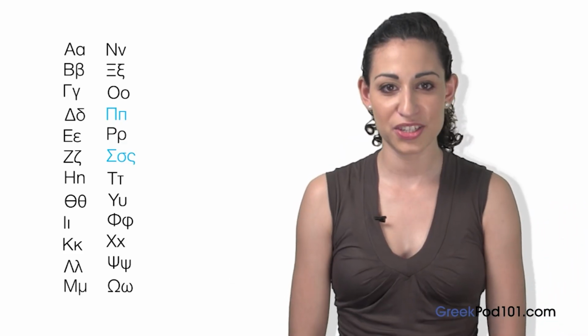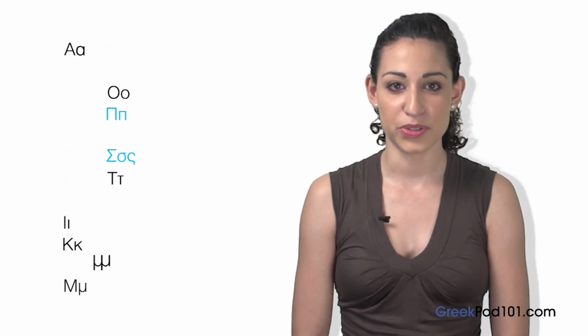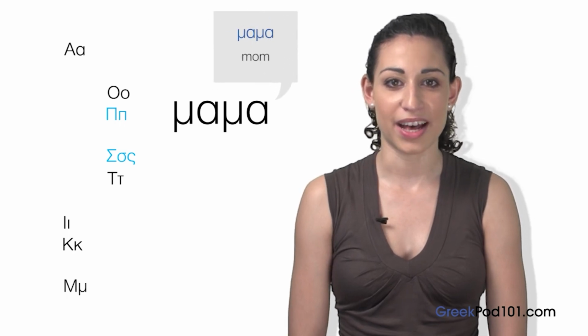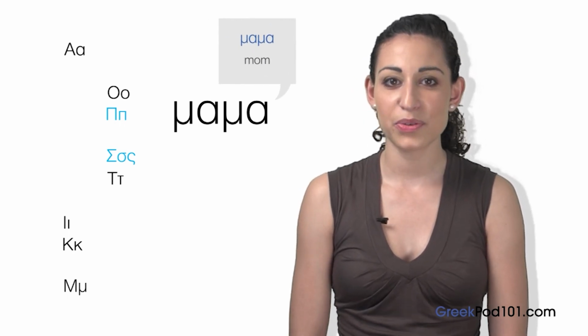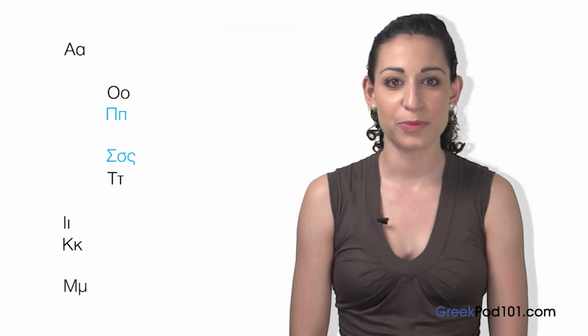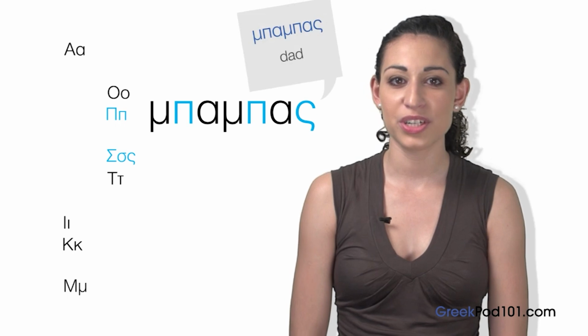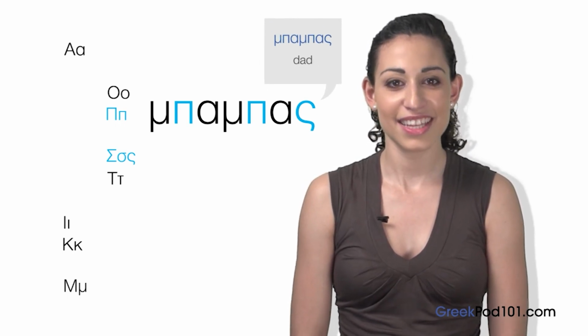Now let's see what we can do with the letters we have learned so far. In our first lesson, we used mi and alpha to write mama, or mom, right? So how about we write the Greek word for dad? With the letters from this lesson, we have everything we need. The word is babas. Let's write it.